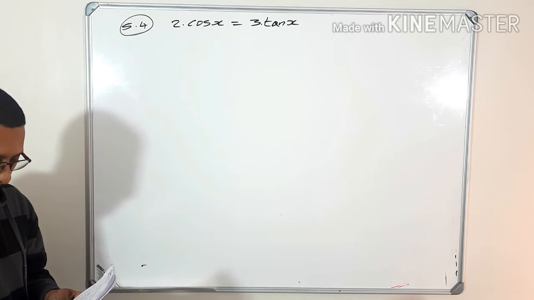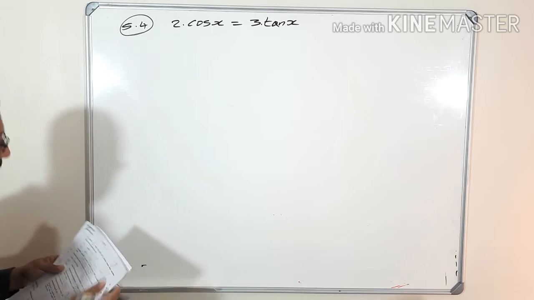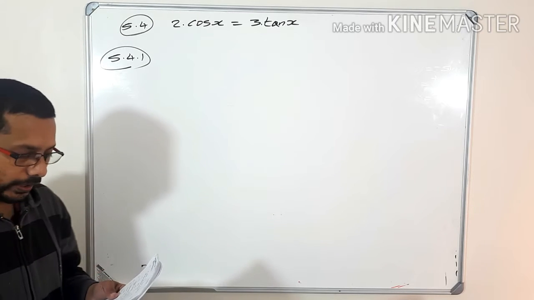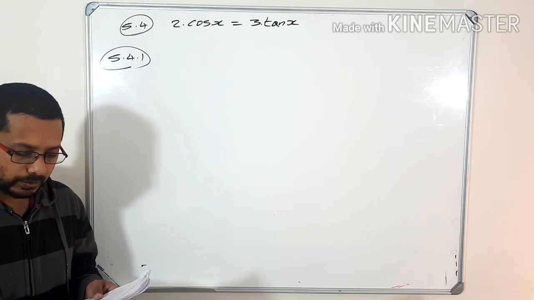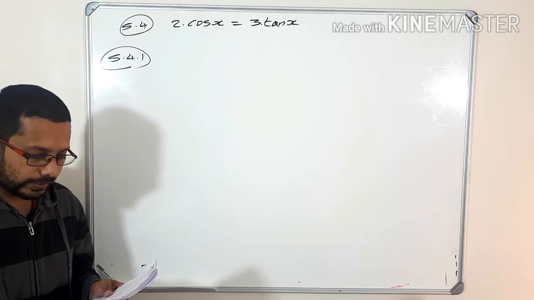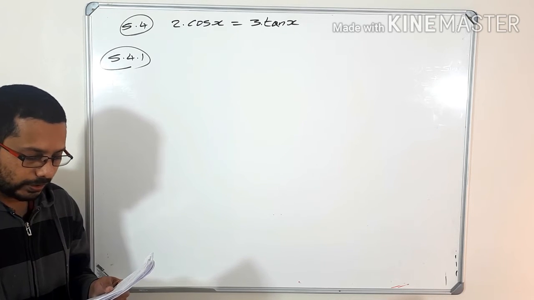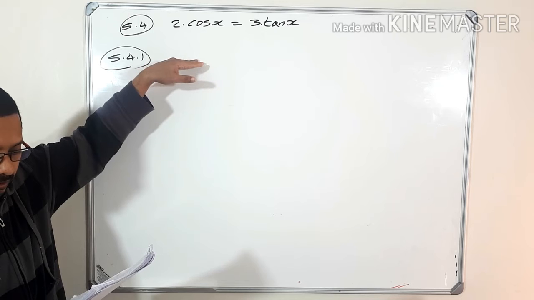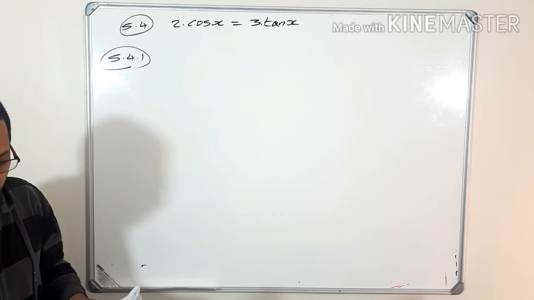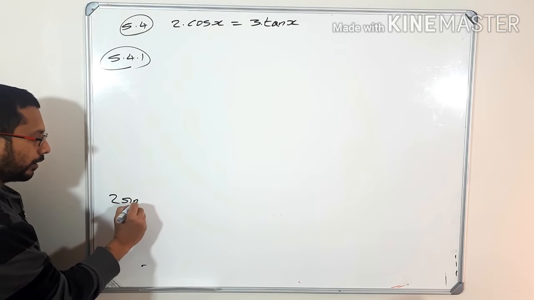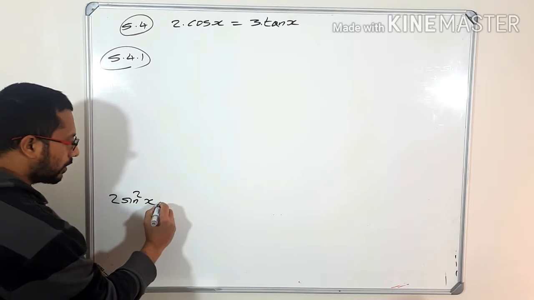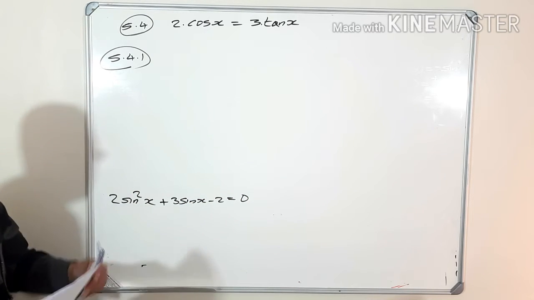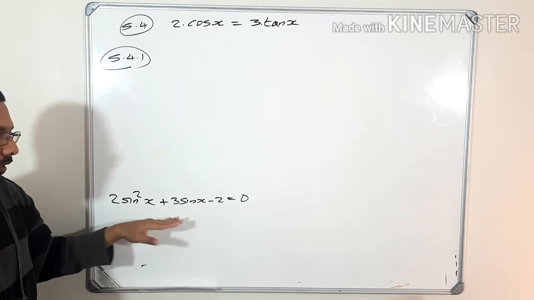What do you have to find? 5.4.1, first question. What is that one? Show that the equation can be rewritten as 2 sin squared x plus 3 sin x minus 2 is equal to 0. So you have to write this equation the way it is written in the question: 2 sin squared x plus 3 sin x minus 2 is equal to 0. You have to show that this equation you can write like this also.